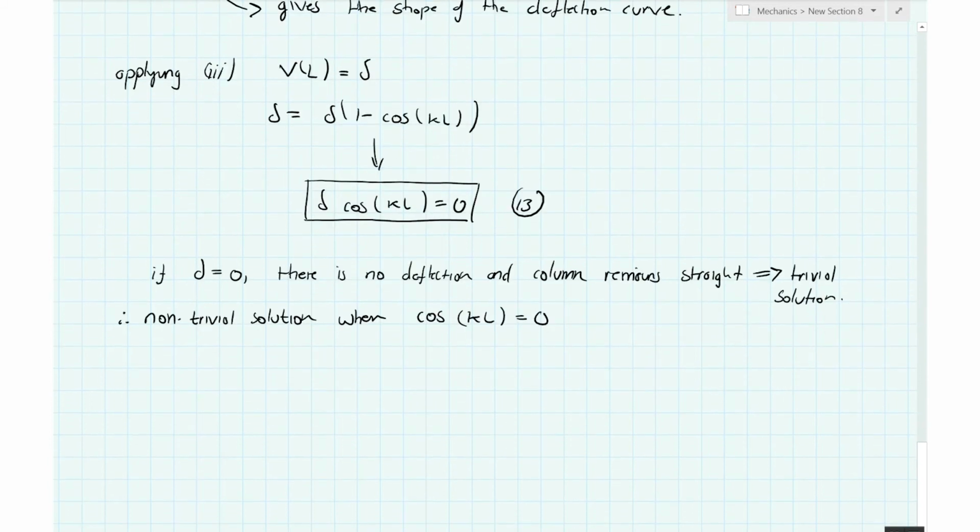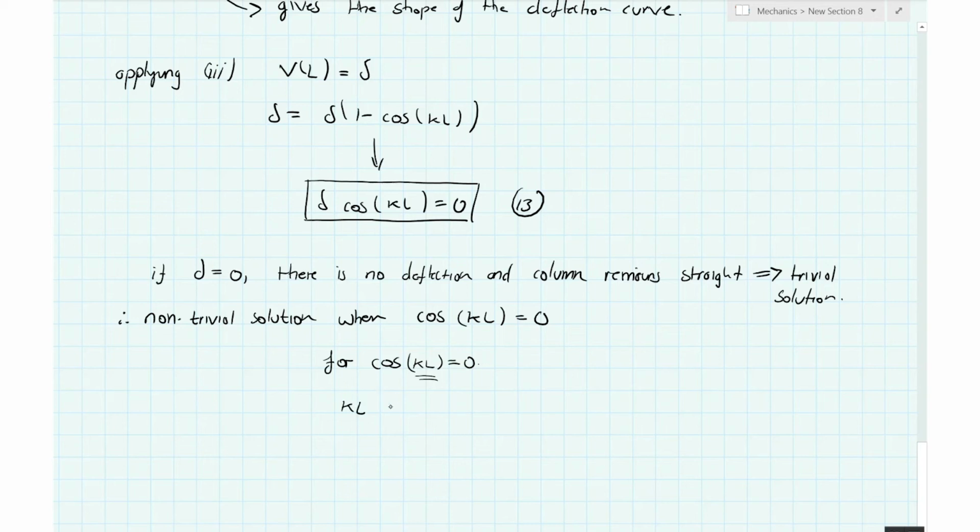For the cosine of KL to equal 0, you can probably see where this is going if you've watched the previous derivation. For the cosine of KL equal to 0, we have to ask ourselves, what values do I need to plug in and replace in place of KL for the cosine to evaluate to 0? And that's really what we're trying to do here.